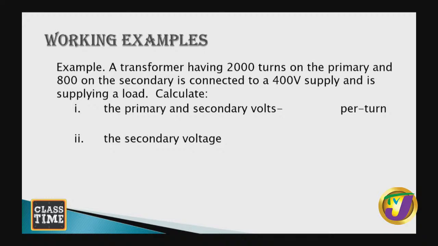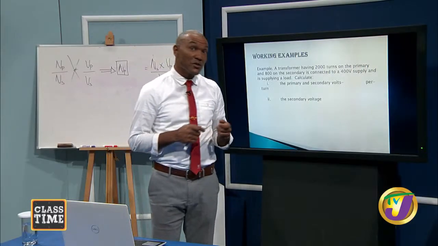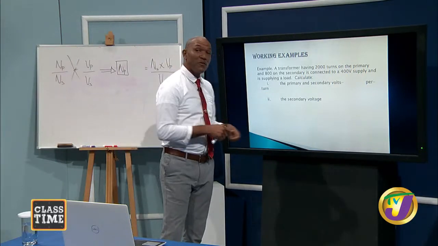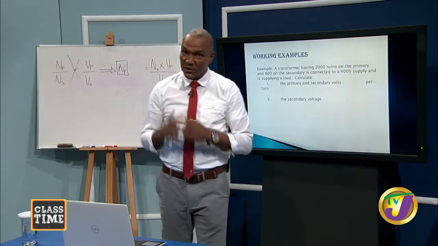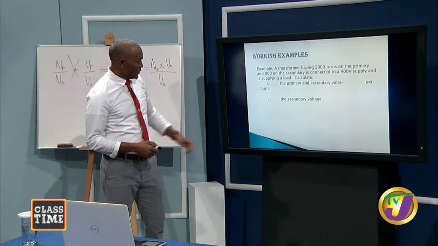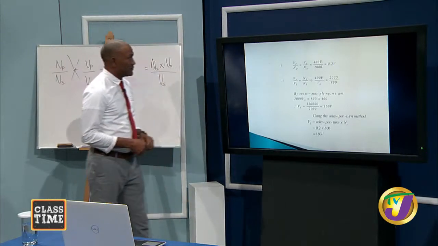What part of the transformer gives out? What part of the transformer supplies? Is the secondary. Calculate the primary and secondary volts per turn. And remember, back then I said the volts per turn for the primary is the same as the volts per turn for the secondary. So anything you get for the primary will be the same for your secondary. And also calculate your secondary voltage. So we set it out looking like that.